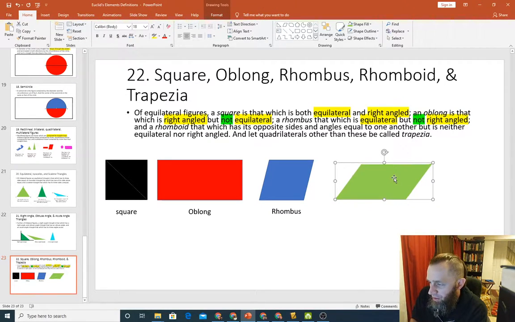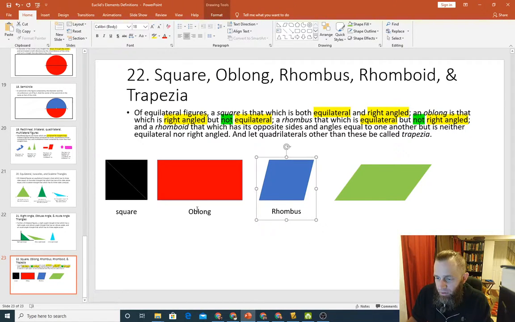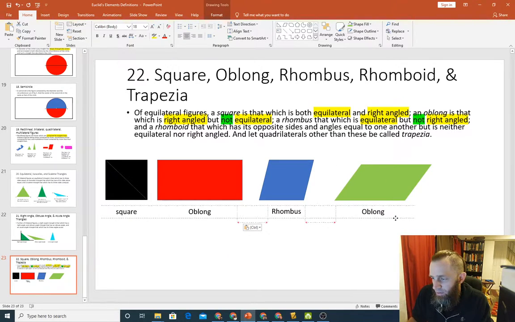Come on, shape. Oh, I'm on the wrong one. That's it. Yeah, there we go. Okay, so since this side is not equal to this side, this is a rhomboid. If this side were the same length as that side, it would be a rhombus, but it's not, so it's not.